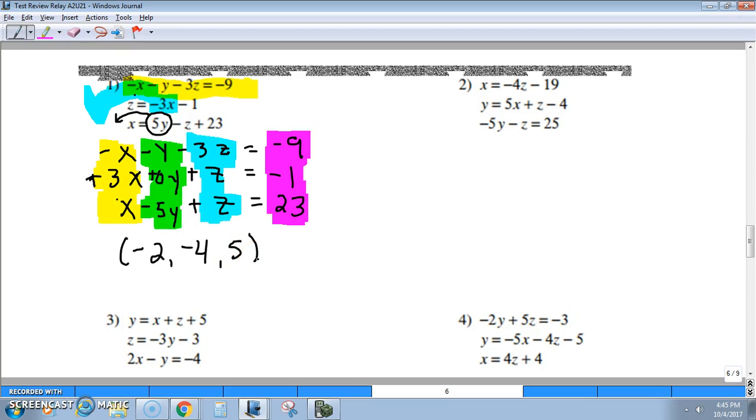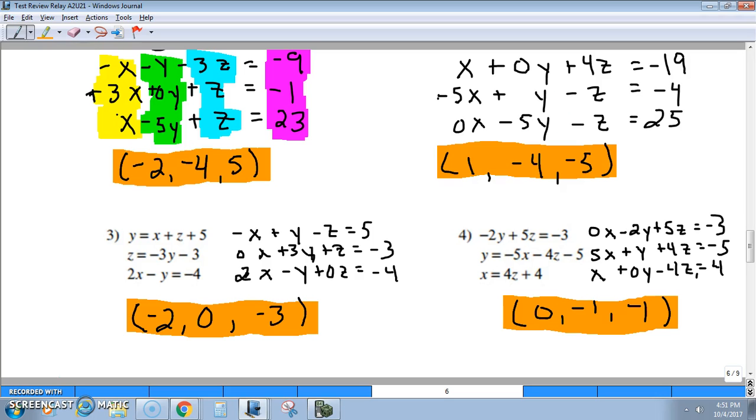I'm going to pause this really quick, write the rest of the answers just so you can check your answers. All right, you guys, so I highlighted in alphabetical order the answers in orange, obviously X, Y, Z. And then above it is just how I rearranged the equation so that I could use the matrix on the calculator.